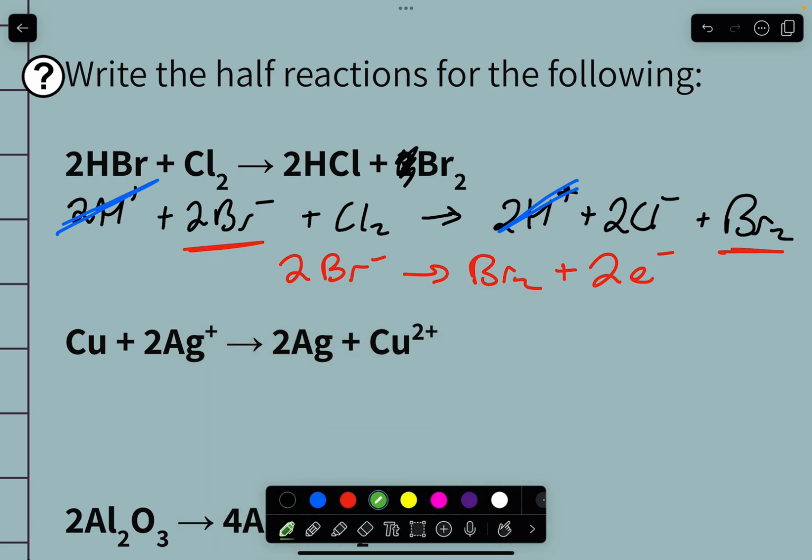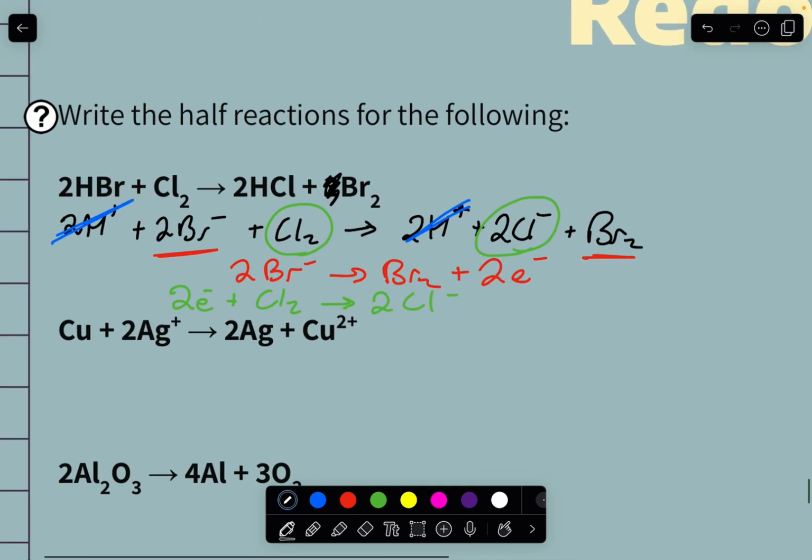Then we also have the Cl2 goes to 2Cl minus. So Cl2 goes to 2Cl minus. And if we're gaining electrons there, that means it's as a reactant. So those are 2 half reactions. The half reactions are only for the parts that don't cancel out.